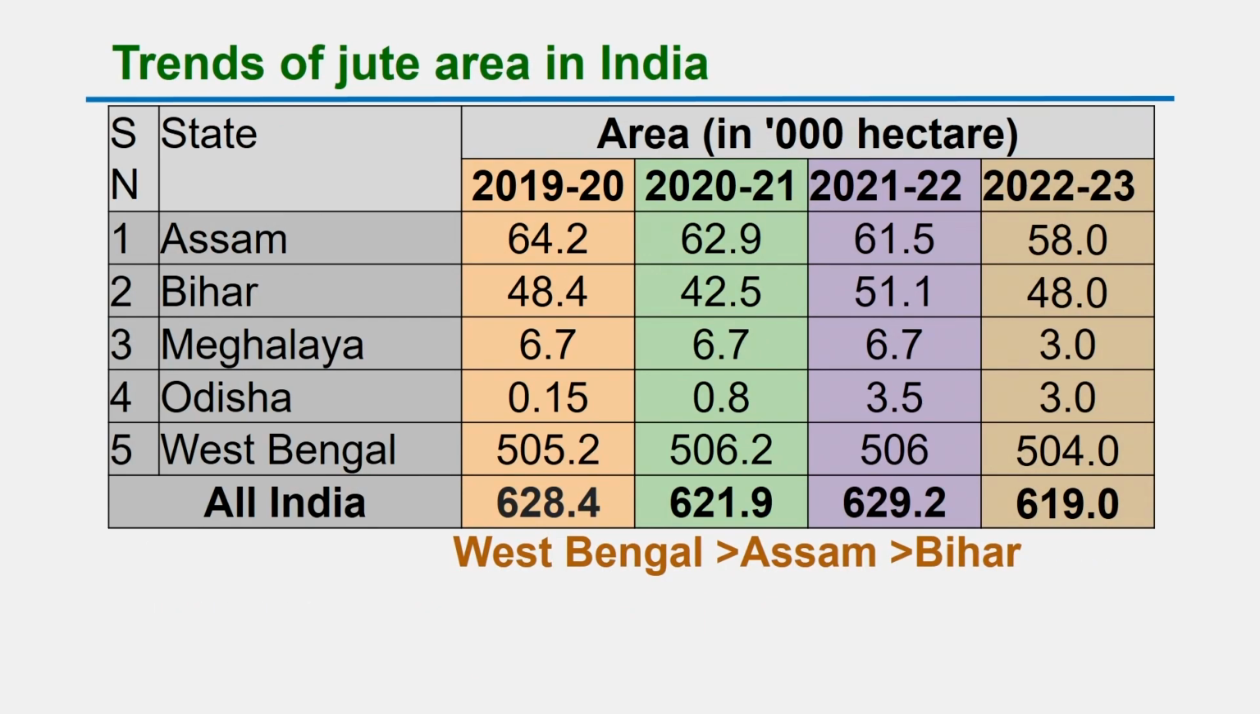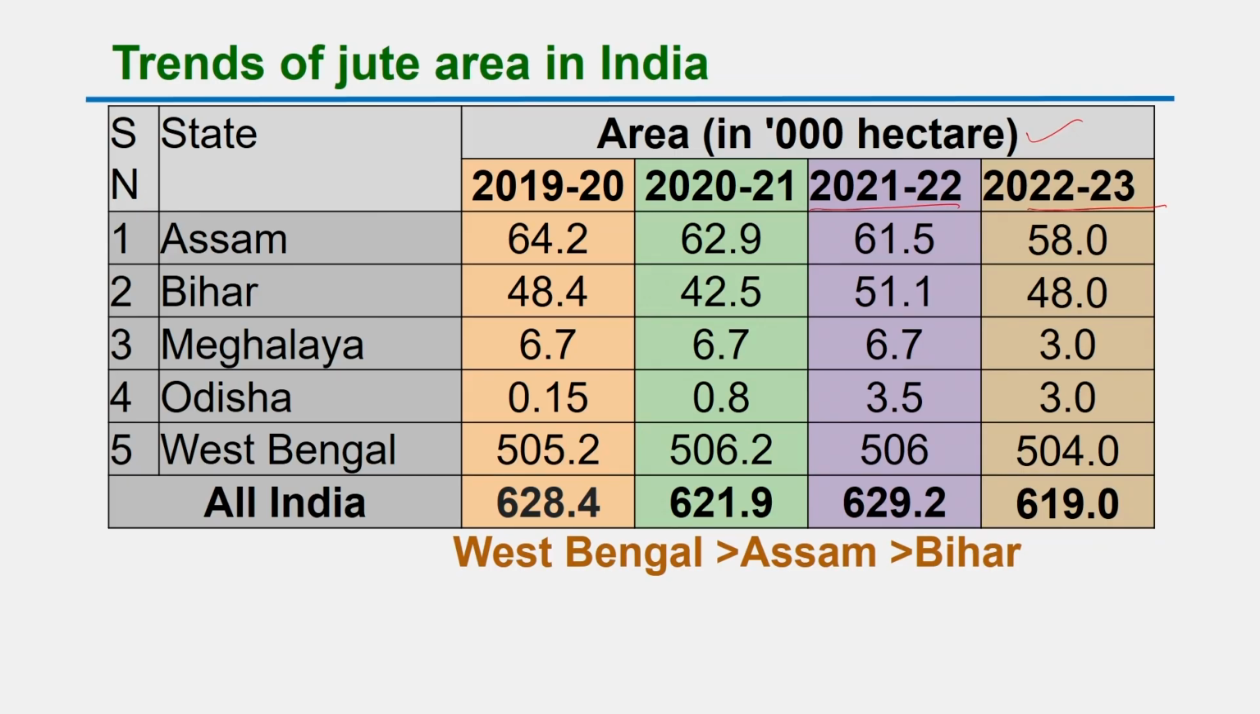Now let us see the trends of jute area in India. What is happening in our country in different years? So this area is in 1000 hectare, means whatever values are given in these columns and rows, they can be multiplied by 1000 to get hectares. For example, 64.2 thousand hectares. So this is how this area is there. So you can see in different years 2019-20, 2020-21, 2021-22, 2022-23.